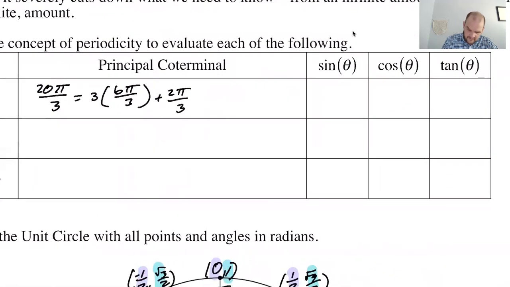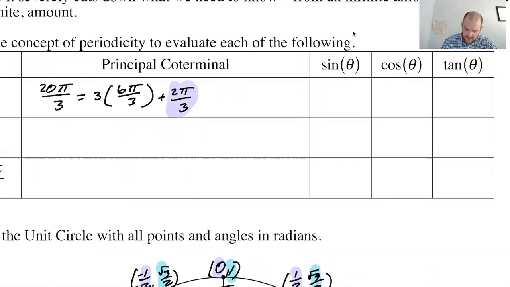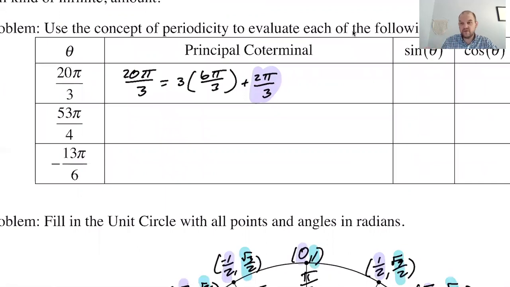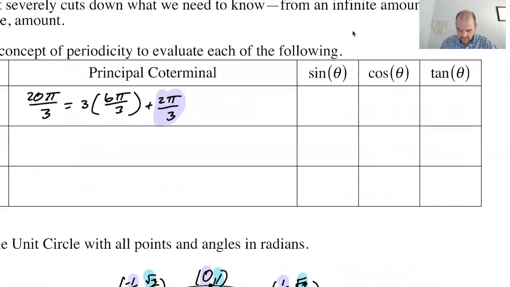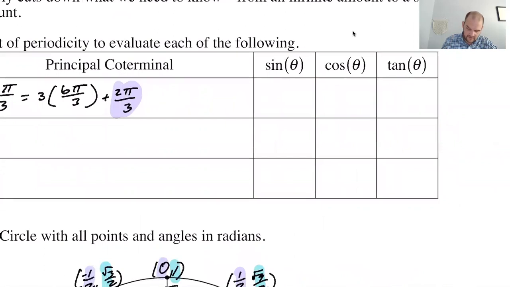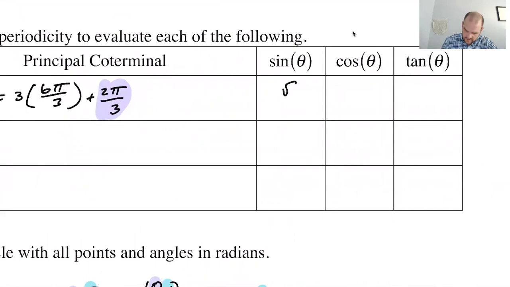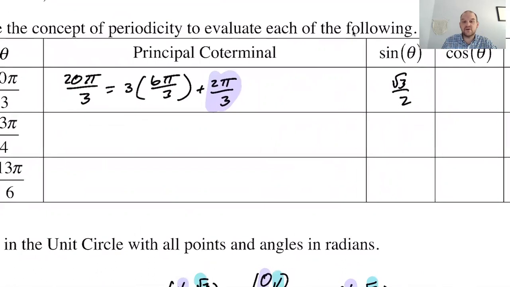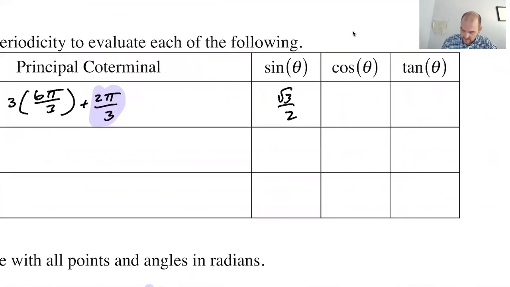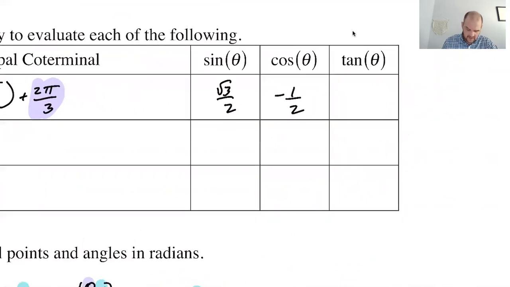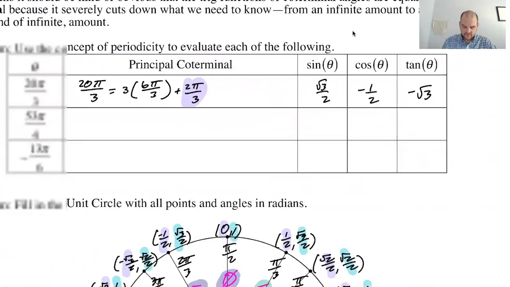So really, I can just think about 2 pi over 3, and the sine of 20 pi over 3 is going to be the same as the sine of 2 pi over 3, which is the y-coordinate of the point on the unit circle. So it's just going to be radical 3 over 2. Cosine of 20 pi over 3 is going to be the same as the cosine of 2 pi over 3, which is the x-coordinate of the point. And the tangent is going to be the same as the tangent of 2 pi over 3, which is pi over 3 in the second quadrant, so it's going to be negative radical 3. So this is how I use this idea.